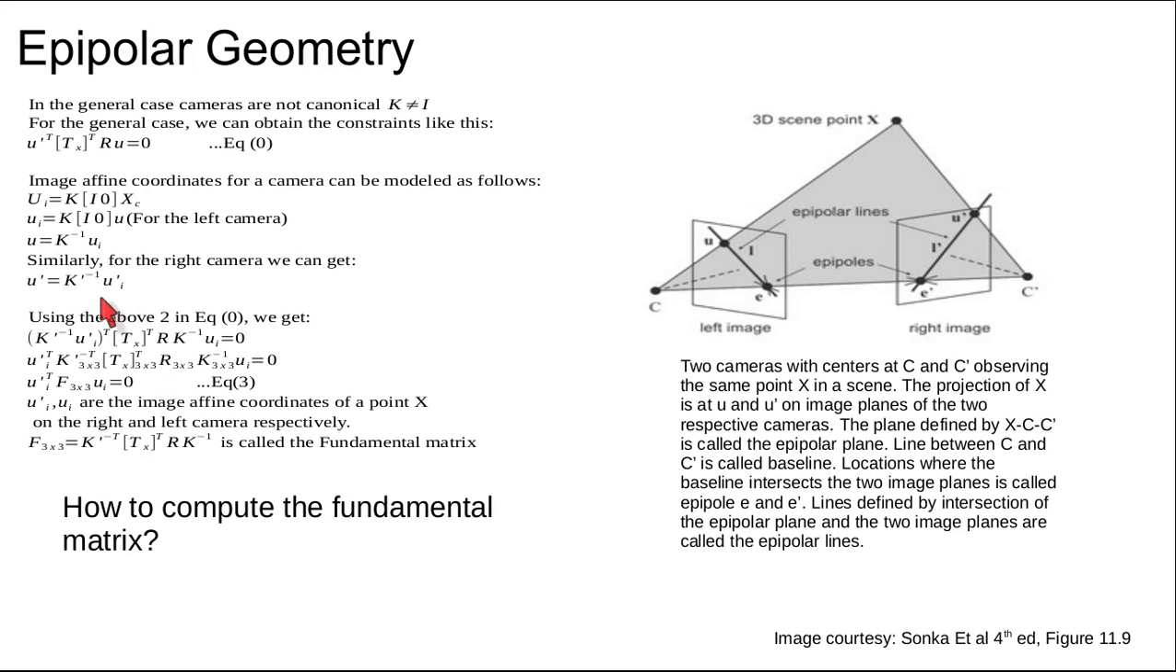Substituting these two values in equation 0, we obtain the following expression. This can be further reduced into equation 3, where ui dash transpose F, which is a 3 by 3 matrix, multiplied by ui is equal to 0, where ui dash and ui are the image affine coordinates. That means the pixel coordinates of a 3D scene point x on the right hand side and the left hand side camera respectively. And F is the fundamental matrix.